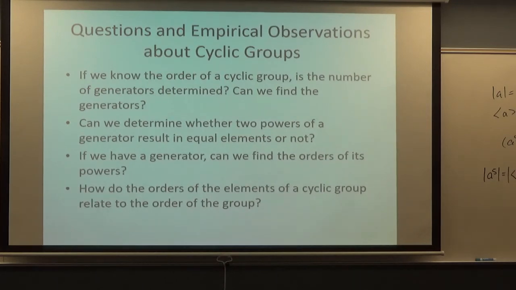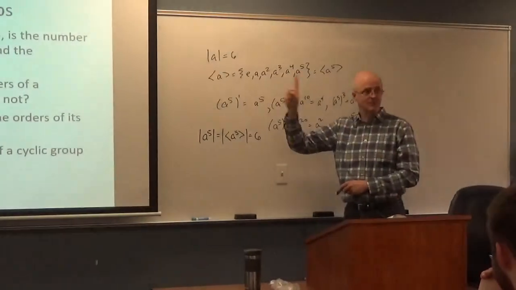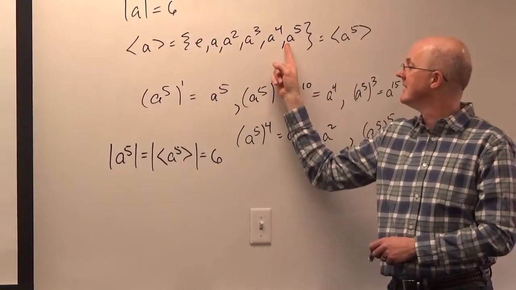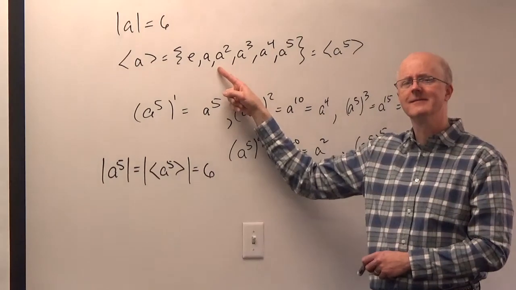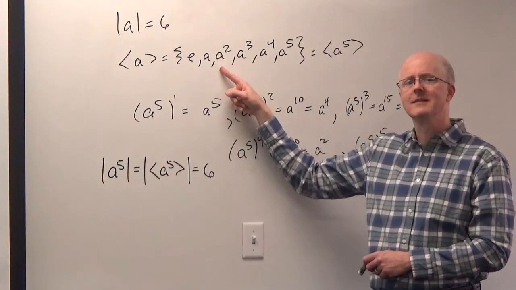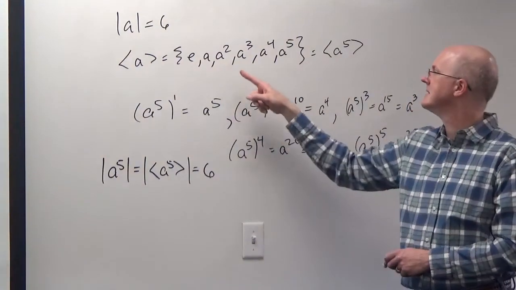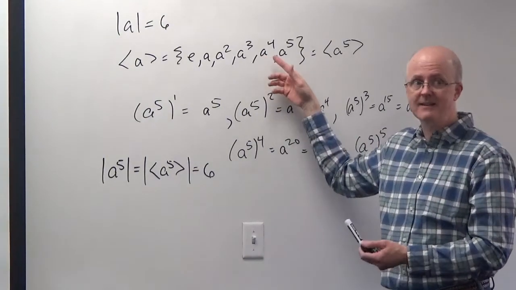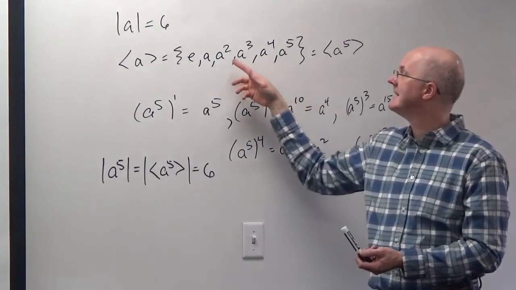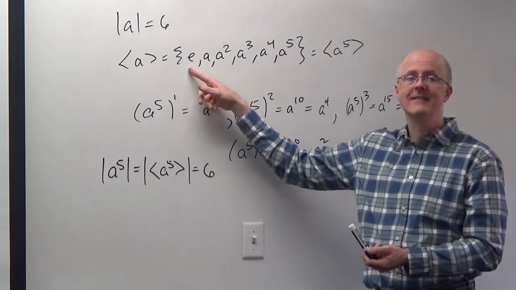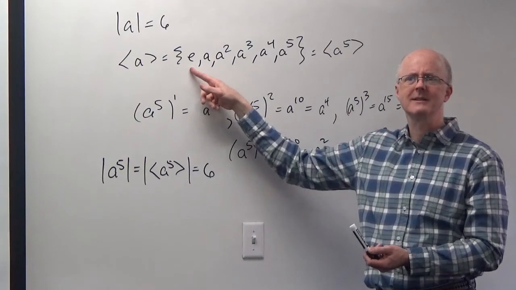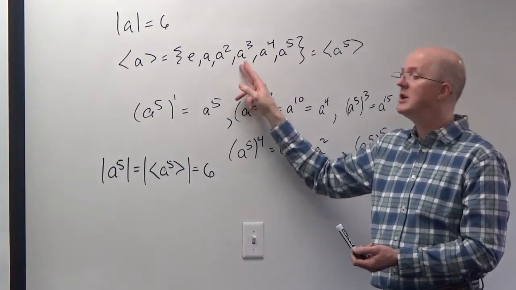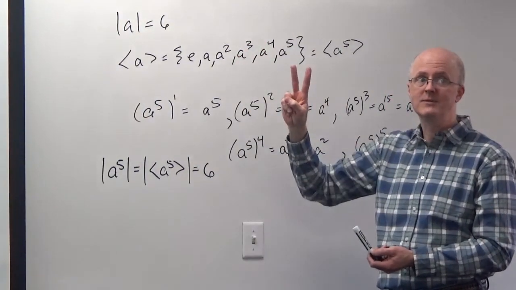Go to this example again. The order of the identity is 1, always. The order of A is 6. The order of A to the 5th is 6. The order of A squared is what? Square A squared, get A to the 4th. Cube A squared, you'll get A to the 6th, which is E. So the order of A squared is what? 3. The order of A cubed is 2. A cubed squared is A to the 6th, which is E.